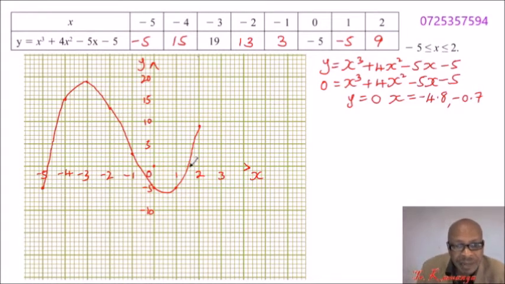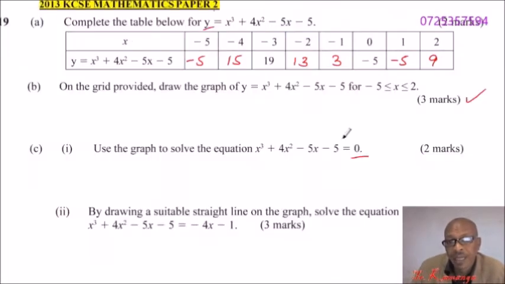And the other value is 1.5. So 1.5. So those are the values that satisfy the equation. So once you do that, you should be able to get 2 marks. You should be able to get these 2 marks.